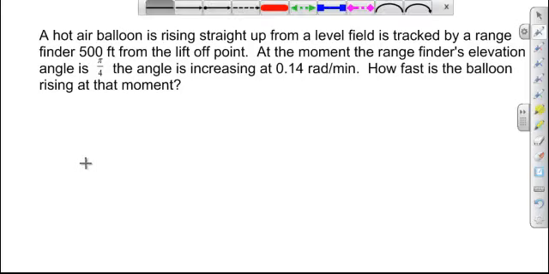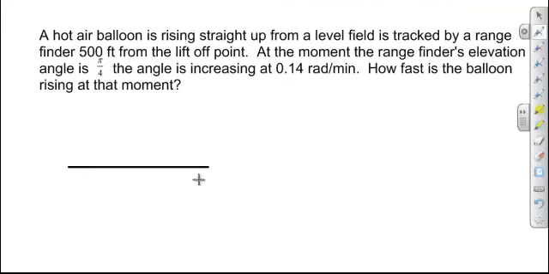Here's the level field, the path of the balloon, and if our balloon is right here, okay, now I know a hot air balloon doesn't look quite like that, but that gives you the point. The balloon's rising straight up, so the path of the balloon is perpendicular to the level field. This distance is going to be a constant 500 feet. There's a rangefinder sitting right here 500 feet away from where the balloon started, and that's not moving.